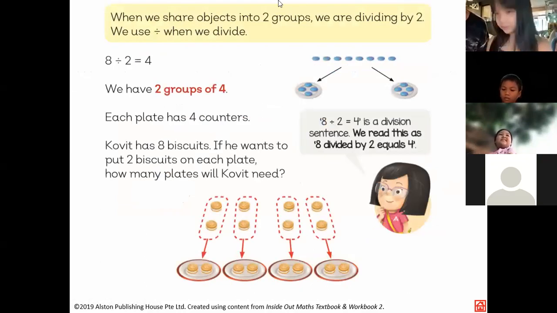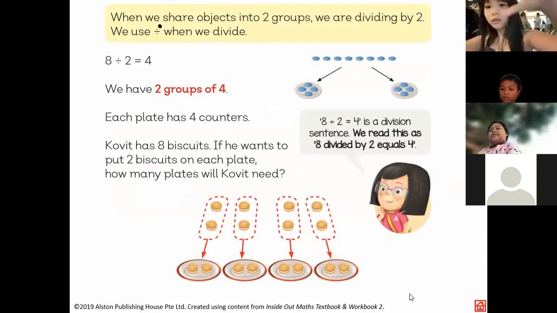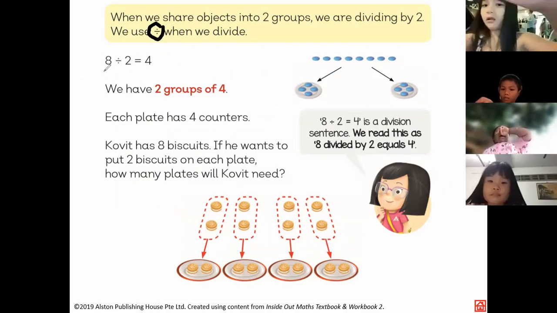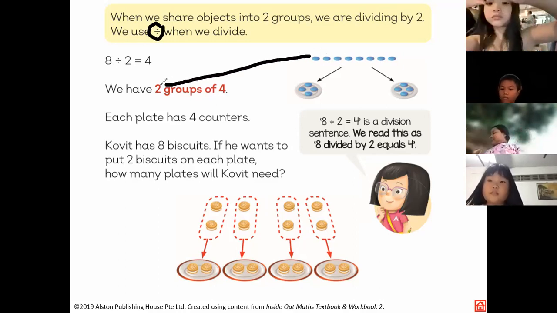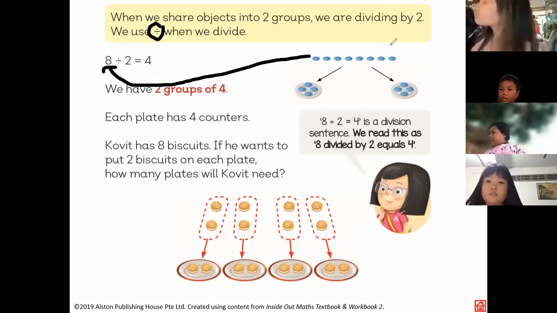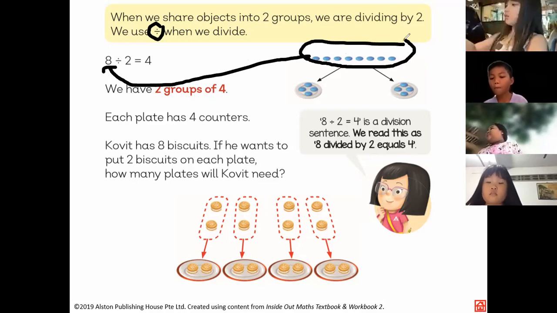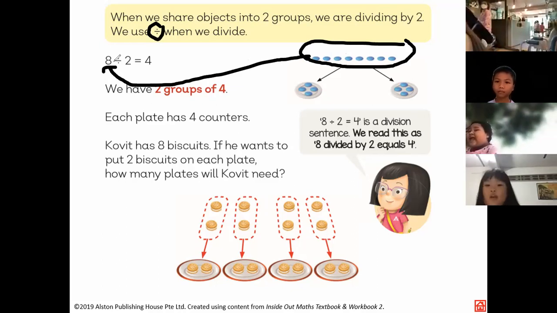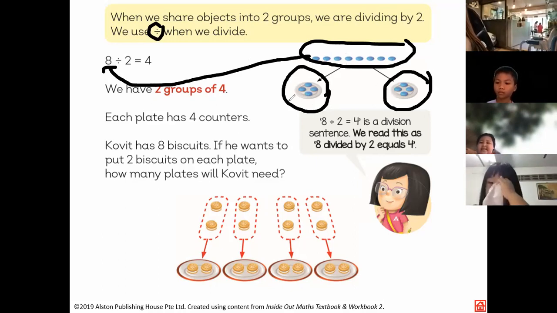All right, so let's try to see this example class. When we share objects into two groups, we are dividing the numbers by 2. So we will use this symbol. The solution for that example is we have 8 counters, then the divide symbol, and then 2 plates.